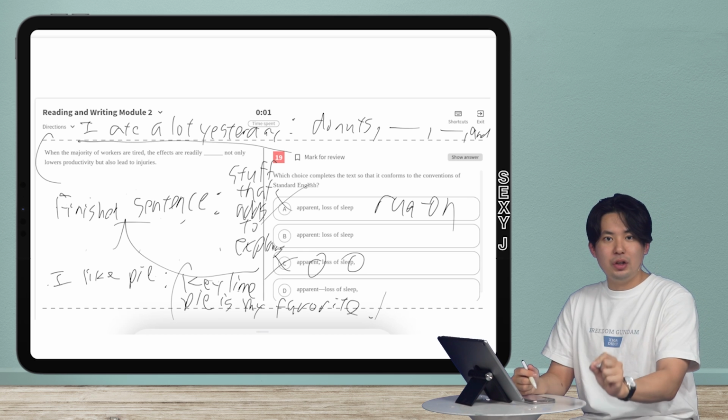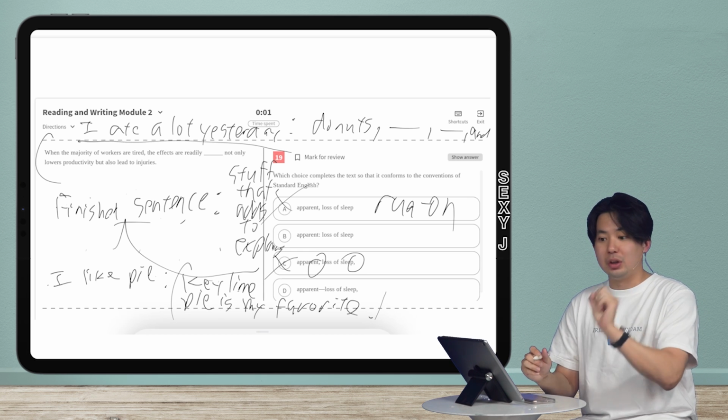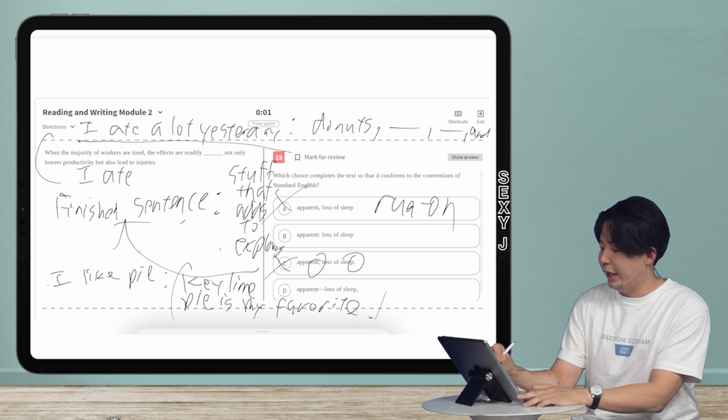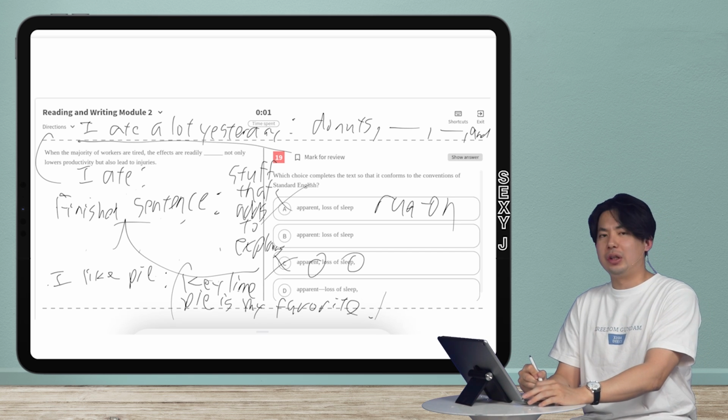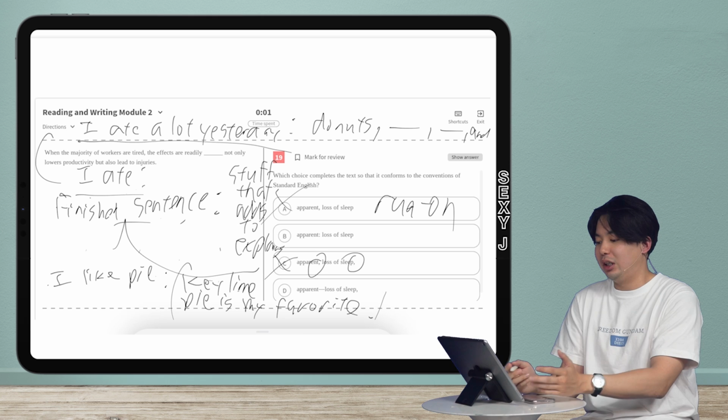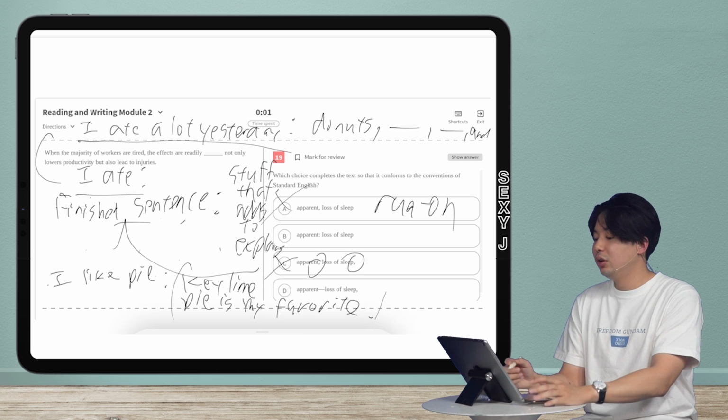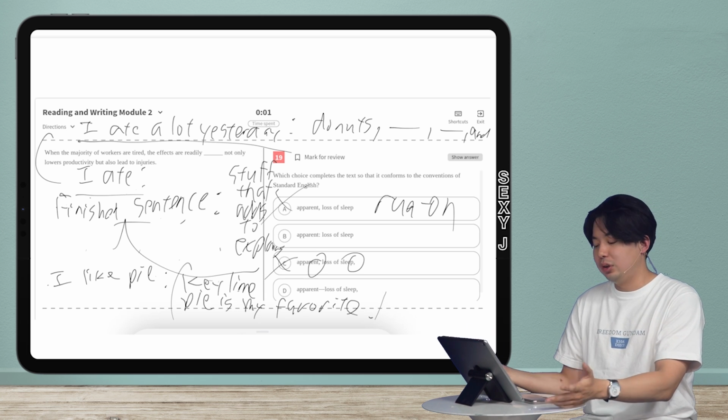This is the wrong way to use a colon. I'm just going to show you right now. Do not do it like this. A lot of people do this. I ate and put a colon. You can't do that. You cannot do that, okay? Because that's not a sentence. You can't just go, I ate, right? So you say, I ate a lot of stuff, and then you finish.